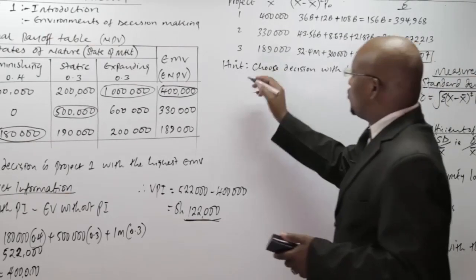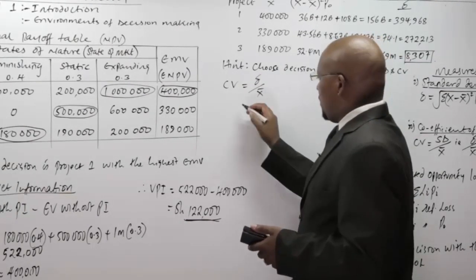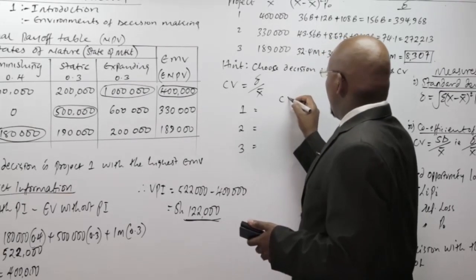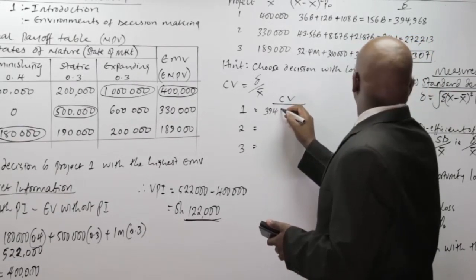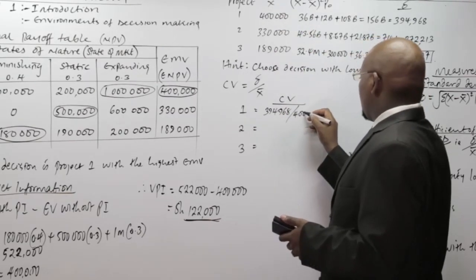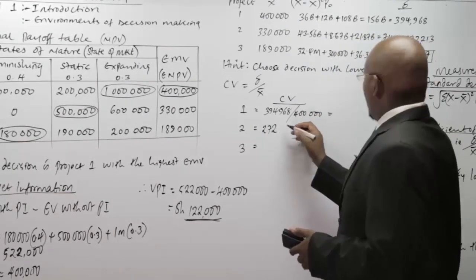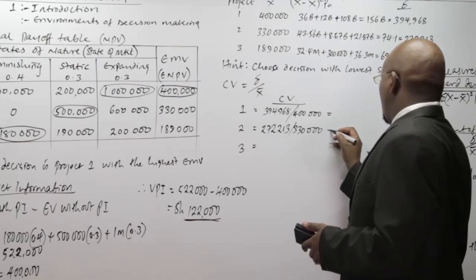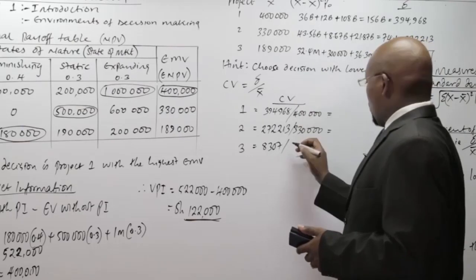But at the same time, if you are to apply CV, you know it is standard deviation divided by the mean. So if you're having project 1, project 2, project 3, what would be the CV? So CV in this case will be, this one is 394,968. We divide by this mean, which is 400,000. While the other one is this 272,213. We divide by this 330,000. And the last one is 8307, divided by this 189,000.